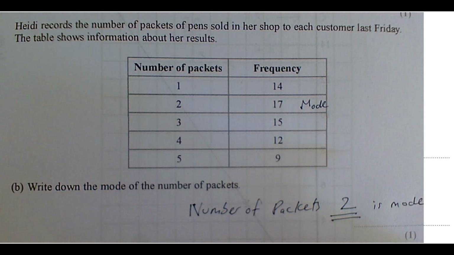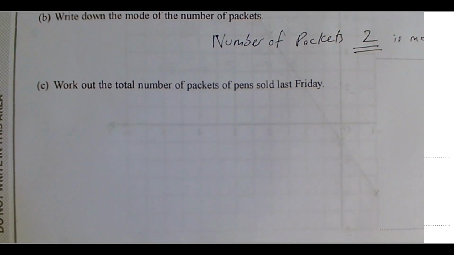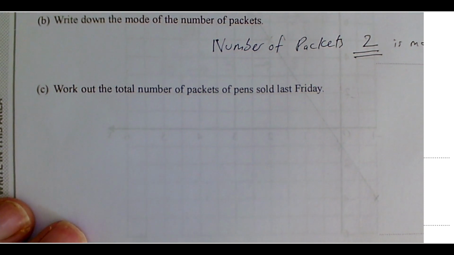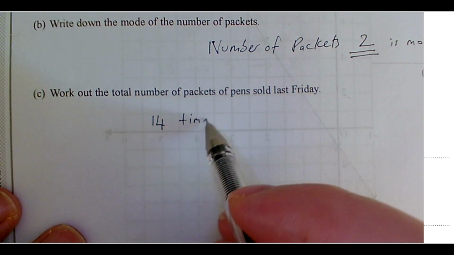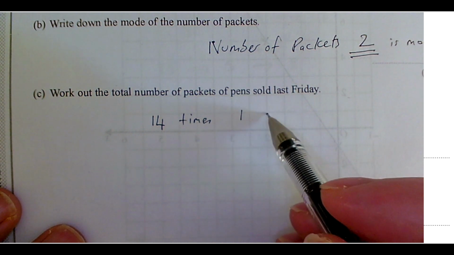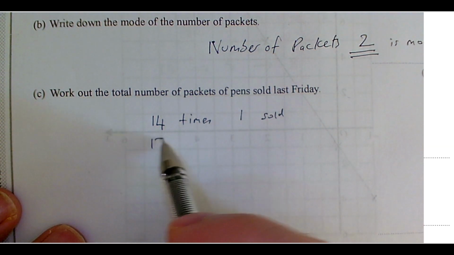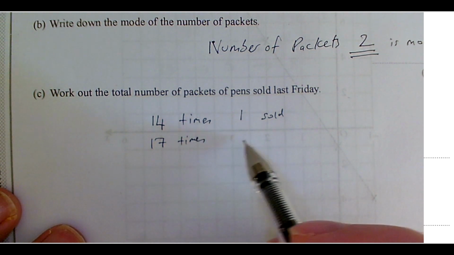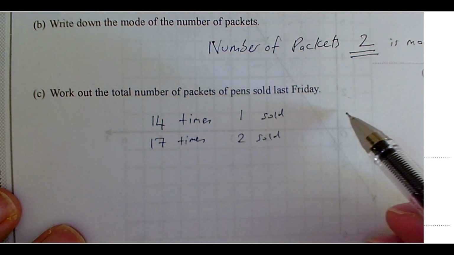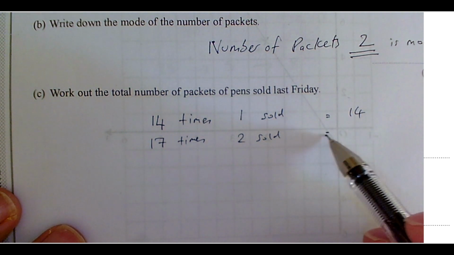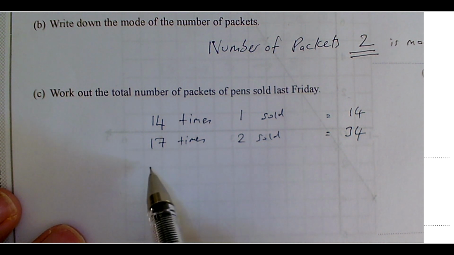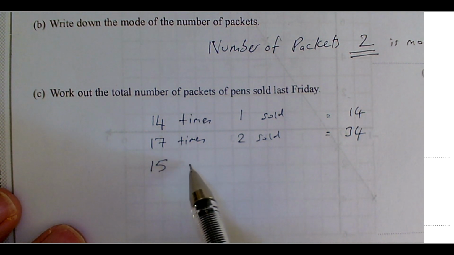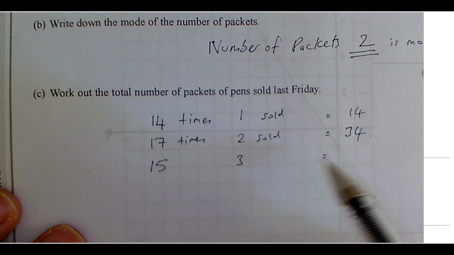Alright, and the last part then, well, let's see what the question is. Work out the total number of packets of pens sold last Friday. That's quite a lot of work to do there. So on 14 times she sold 1. And I'm going to write down how many times. 17 times she sold 2. And we're going to have to do this a lot. So if she sold 1 14 times, that is 14. If she sold 2 17 times, that's going to be 34, isn't it? 15 times she sold 3, that's going to be 45.